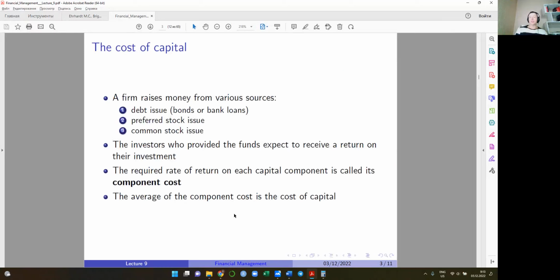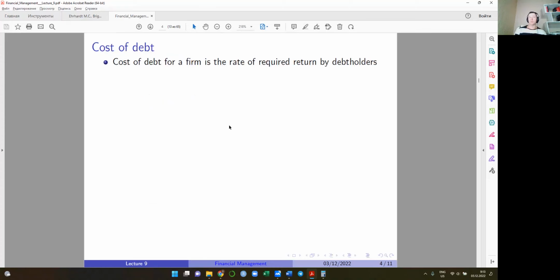Now we will discuss the individual approaches to each of these components. So to the debt, to the preferred stock, to the common stock. We start with the cost of debt. Again, the cost of debt for a firm is the rate of required return by debt holders.